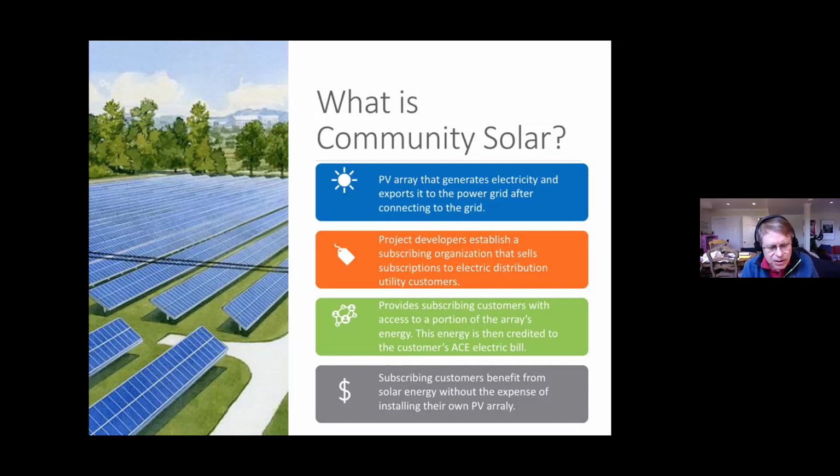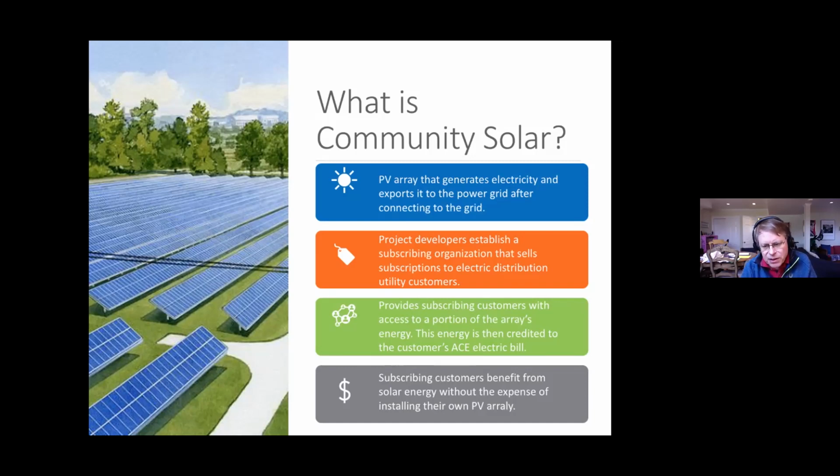And that subscribing energy organization can be anything from a nonprofit organization, or it could be a for-profit organization, something that can basically gather community members that wish to own a piece of the solar arrays. And it provides subscribing customers with access to a portion of the array's energy. And this energy is then credited back by Atlantic City Electric to the customer's traditional electricity bill. So if you take a percentage of this output, we'll take that energy production and credit it back against your electric bill for Atlantic City Electric.